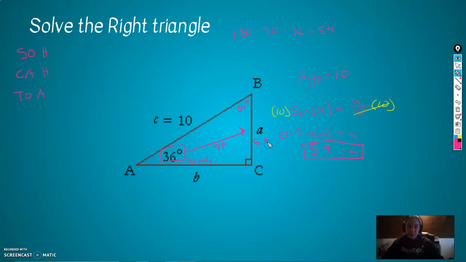Now we just have one more side to solve for, B. We can do this a bunch of different ways, but I'm going to use the tangent. Tangent is equal to opposite over adjacent. So tan of 36 is equal to the opposite side, which is 5.9, over the adjacent side, which I don't know. How do I get B out of the denominator? Well, I'm going to multiply both sides by B.